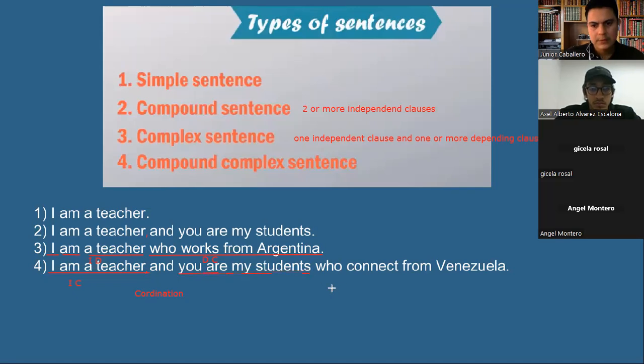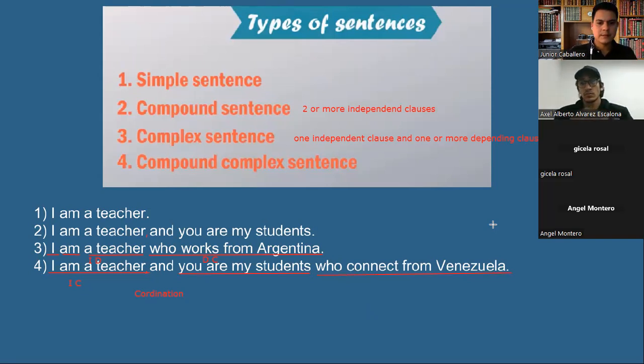Ahora, si yo digo, "quienes se conectan de Venezuela", ¿eso puede ir solo? No. That is a compound complex sentence. Compound complex sentence, because we need to lo que va de primero. I am a teacher and you are my students. That no tendría sentido si no tú con esos dos.